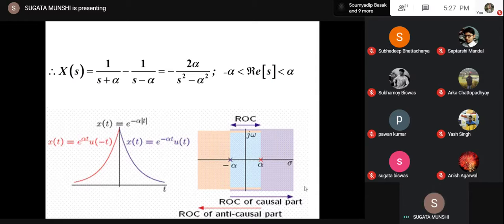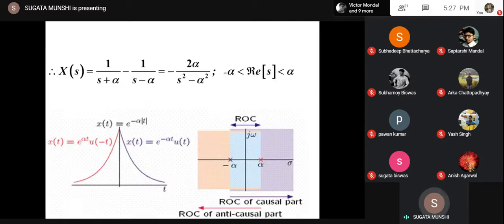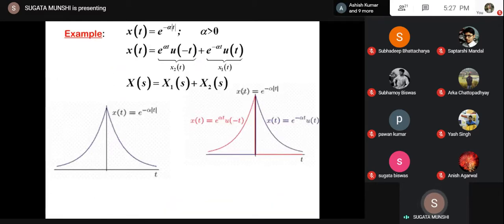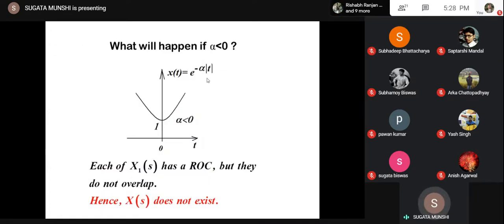What will happen if xt has finite duration? We'll see that later. In this case, remember that in the earlier case, I considered that alpha is positive. Based on the assumption that alpha is positive, we have such a depiction of the waveform of xt. If alpha is negative, if alpha is less than 0, what will happen? This will be the nature of xt. Travels upward in both directions.